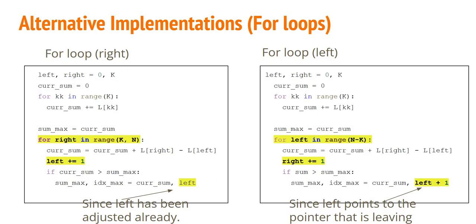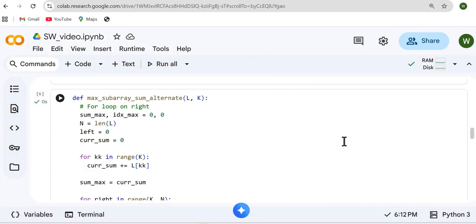Once again, we have to be careful. Apart from that, everything remains exactly the same. In this case, left moves with the for loop, right is something that I am explicitly increasing. Because left is still pointing to the one that was leaving, I must go left plus 1 over here. Again, these little details are important, and we have to think through them carefully. In one case, right is moving through the for loop, left is being moved explicitly. In the other, left is moving through a for loop, right is being changed explicitly, but the code intent is otherwise exactly the same. We have implemented both of these in the code here.